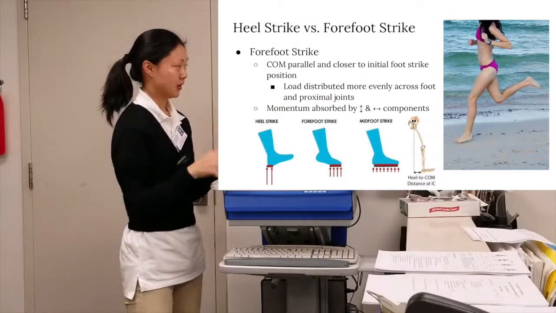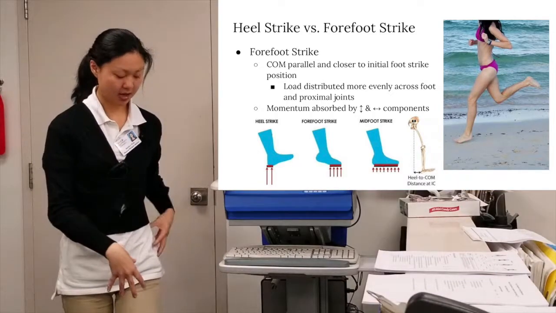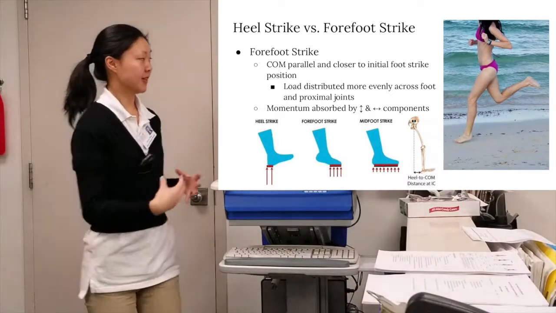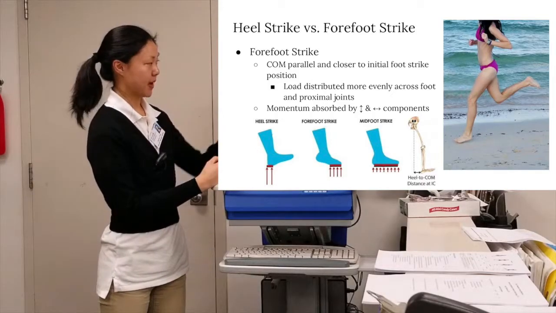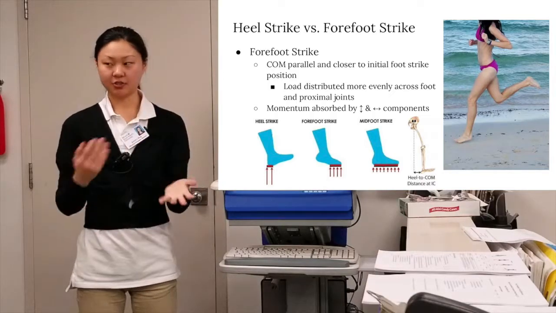We also have a forefoot strike, so that's the opposite. If you can just imagine landing on your toes, your knee and hip are more aligned above your foot, so your center of mass is more parallel and closer to your initial foot strike. And the load is distributed more evenly.